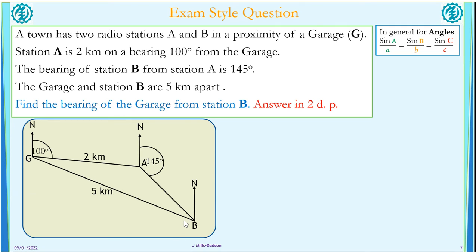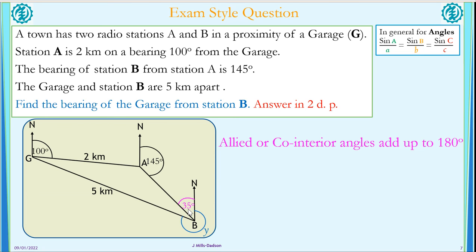Now, we can do that if only we know this small angle and this little angle. Because once we know these two angles, we know angles around a point is 360. We take these two angles away from 360, and that's our answer. So how do we work out these two missing angles? Okay, so we start.